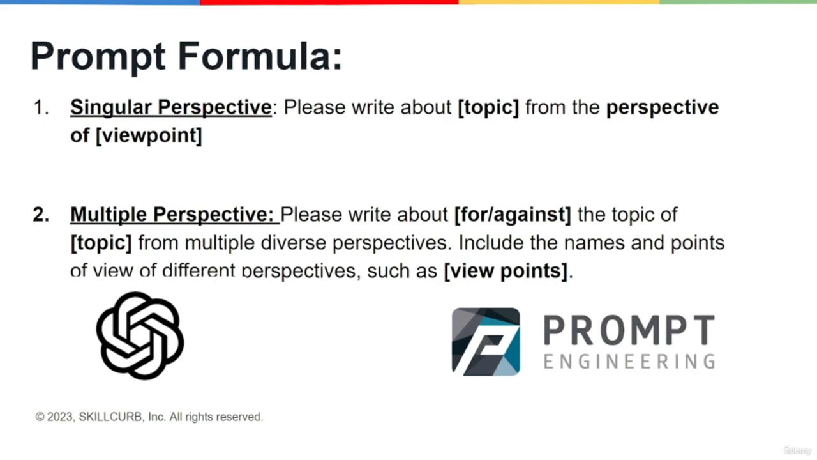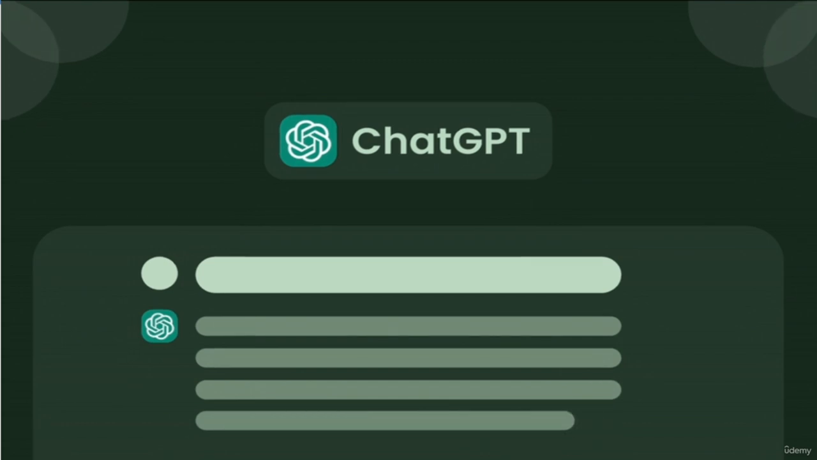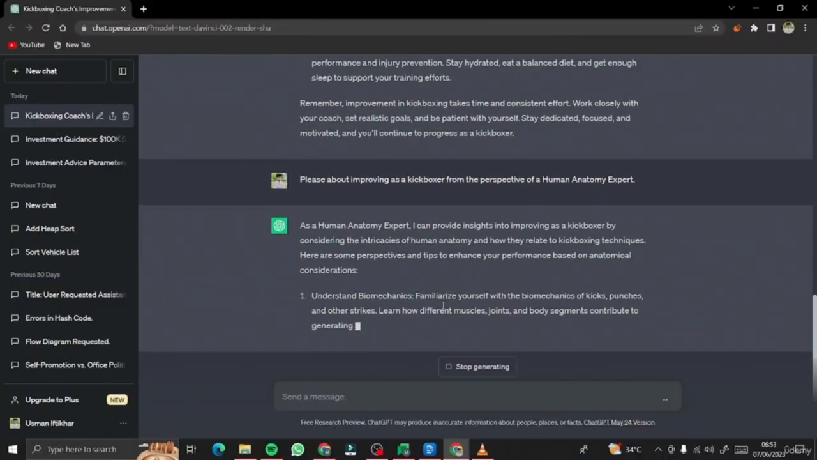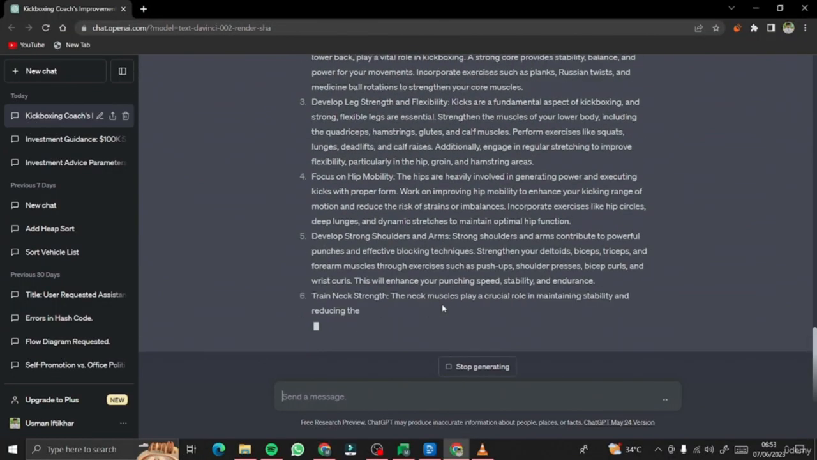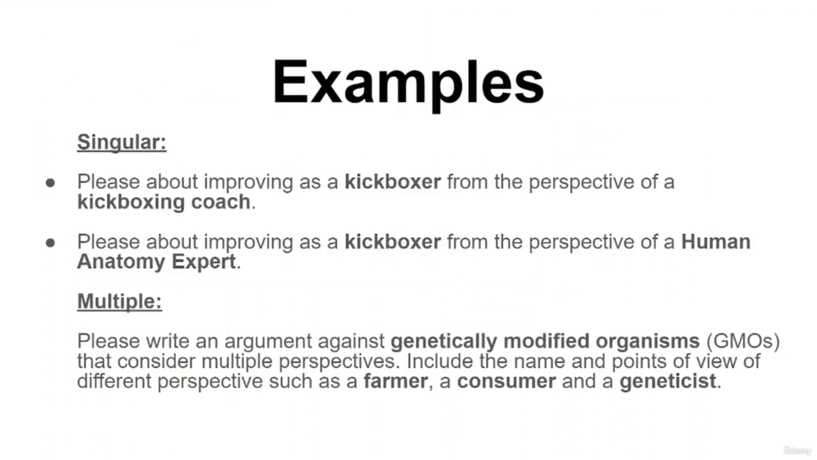And then you can also use ChatGPT to ask for multiple perspectives, right? So you can just type in a single prompt and you can ask multiple perspectives of multiple characters or people of your single topic, right? So these will be a few of the examples that we'll be doing today.